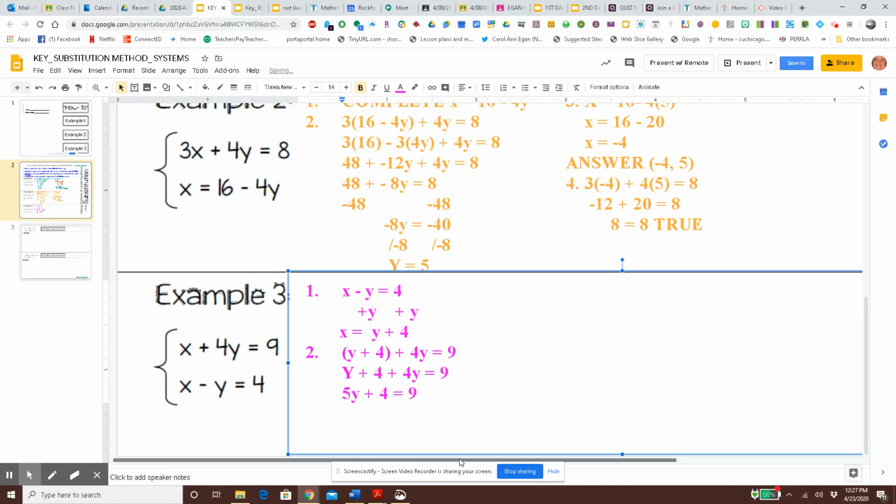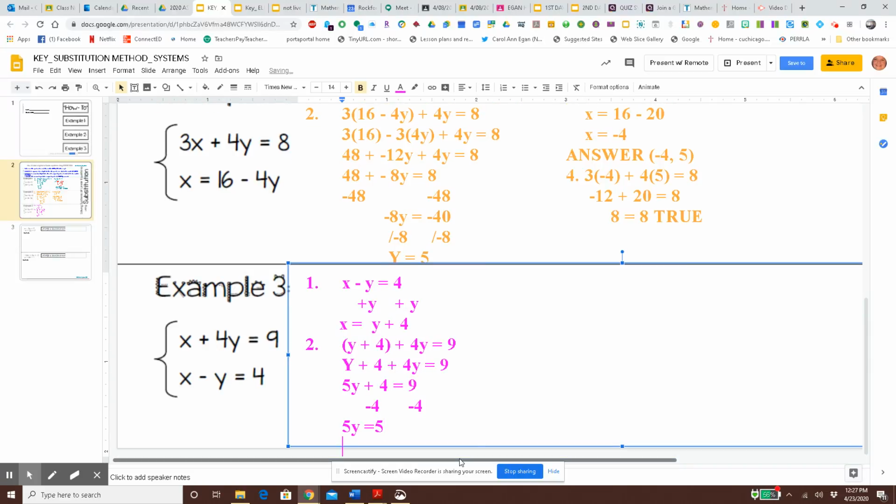5y plus 4 equal to 9. Of course, I want to solve for y, so I'm going to get rid of my fixed number first by subtracting 4 from both sides, because you have to undo all of your addition and subtraction before you can undo multiplication. I mean, you don't have to, but it just makes your life easy. So 5y equals 9 minus 4, which is 5. Divide both sides by 5. Here we get y equal to 1.